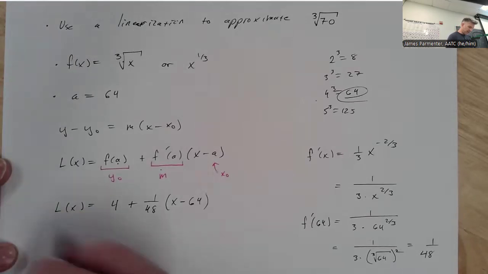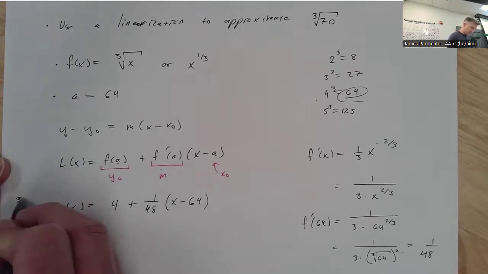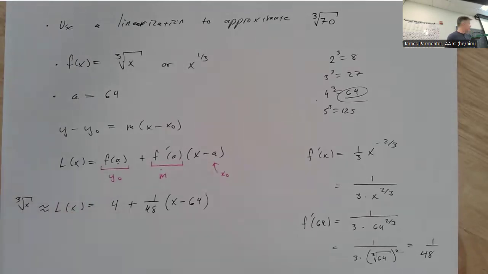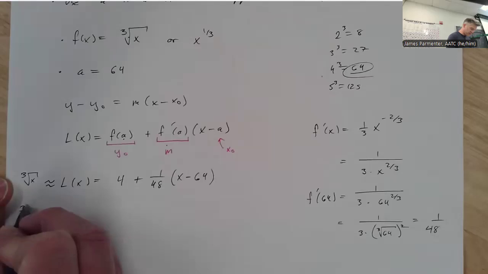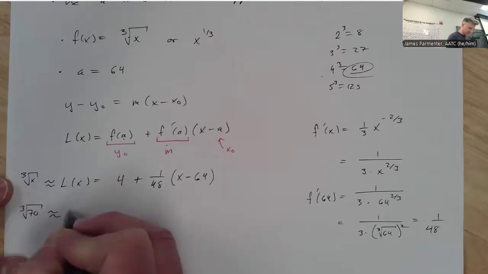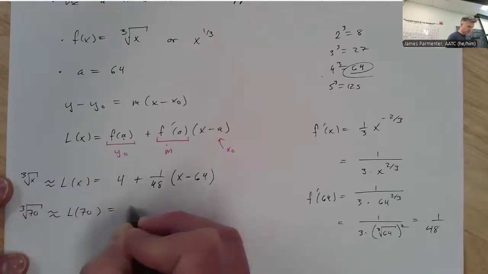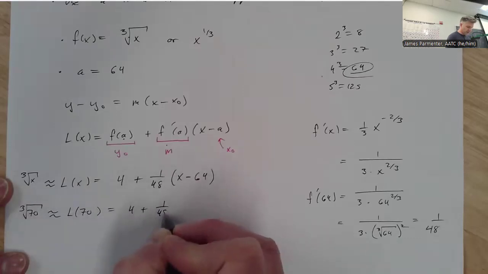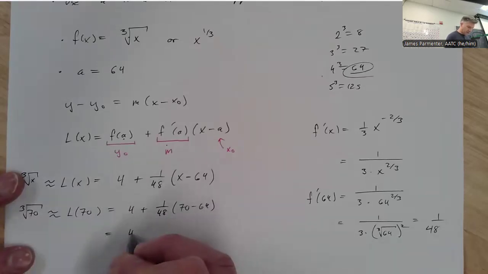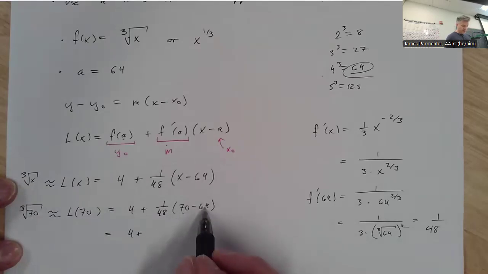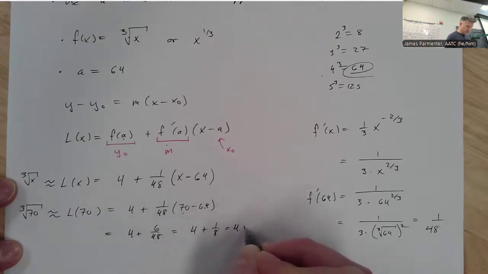And if we remember to, and I do think it's good to write this, we're saying the cube root of x is approximately this, because then that helps me just plug in 70 for all my x's. The cube root of 70 is approximately L of 70, which is equal to 4 plus 1/48 times 70 minus 64. This actually works out pretty nicely. 70 minus 64 is 6. We get 6/48, which reduces to 1/8. So we get 4 plus 1/8, which is 4.125.